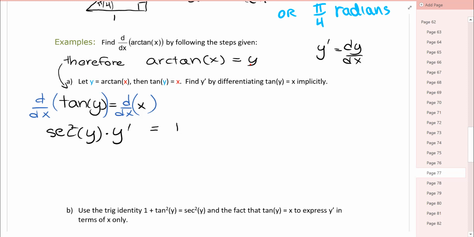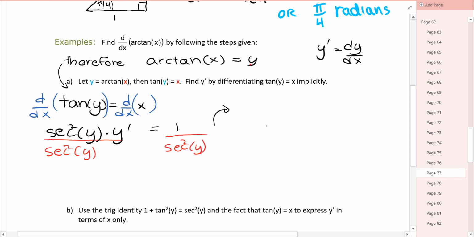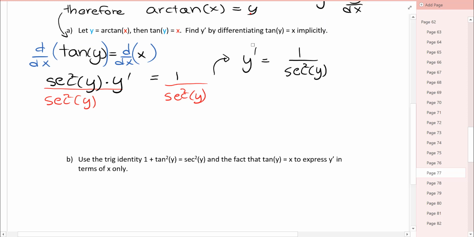So we're trying to solve for y prime, so let's divide by secant squared y on both sides. And that gives us y prime equals 1 over secant squared y. So that's the derivative of arctan, where arctan x equals y. But we want it in terms of x.